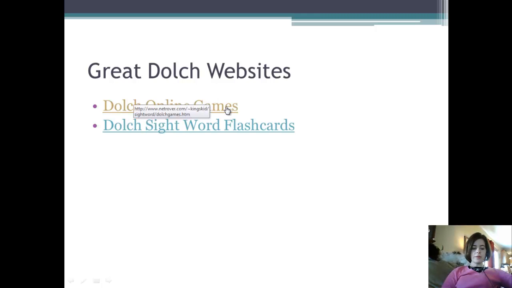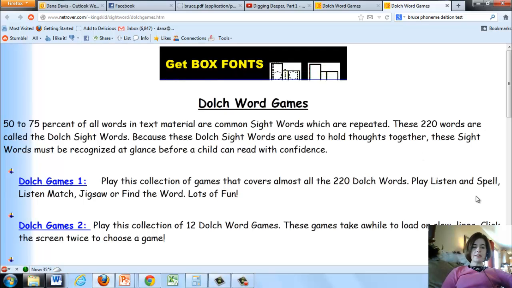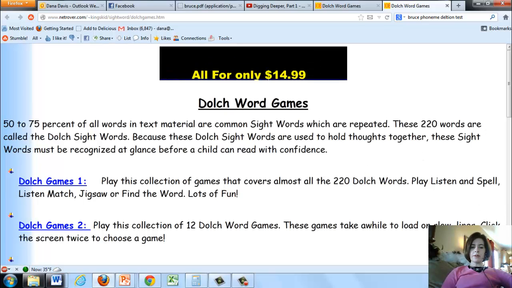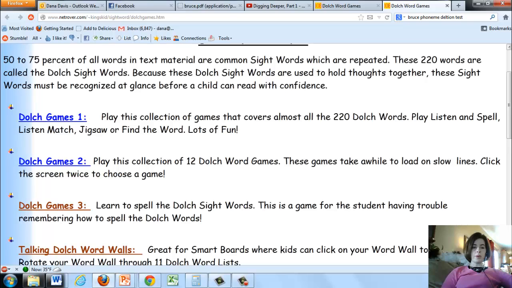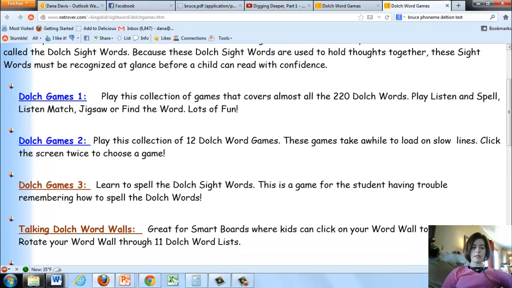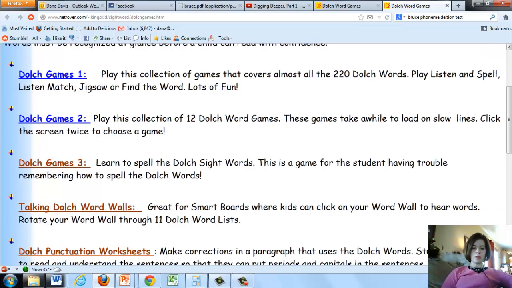So let's see if we can pull this up to show you. Here it is. It says 50 to 70% of all words in text material are common sight words which are repeated. These 220 words are called the Dolch sight words. Because these Dolch sight words are used to hold thoughts together, these sight words must be recognized at a glance before a child can read with confidence. So there are many different games here. Let me see if I can just find one or so to show you.